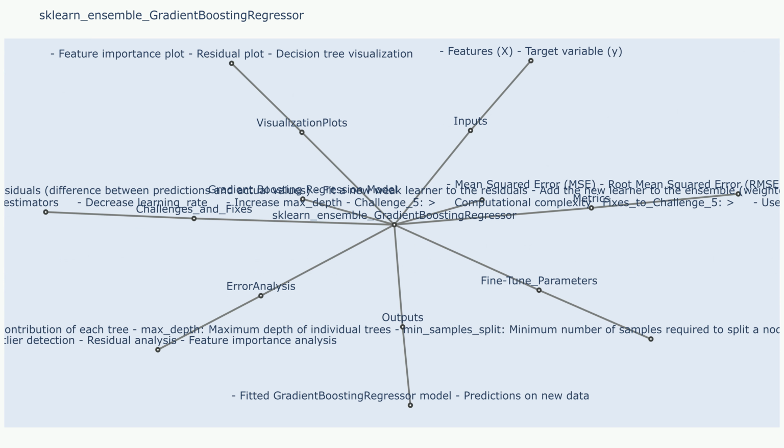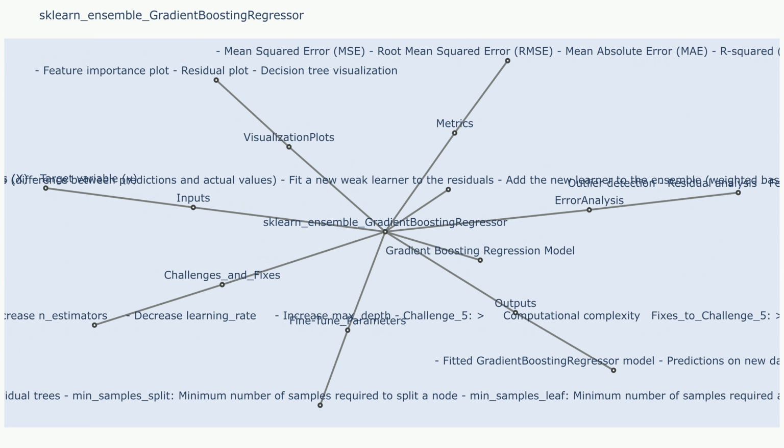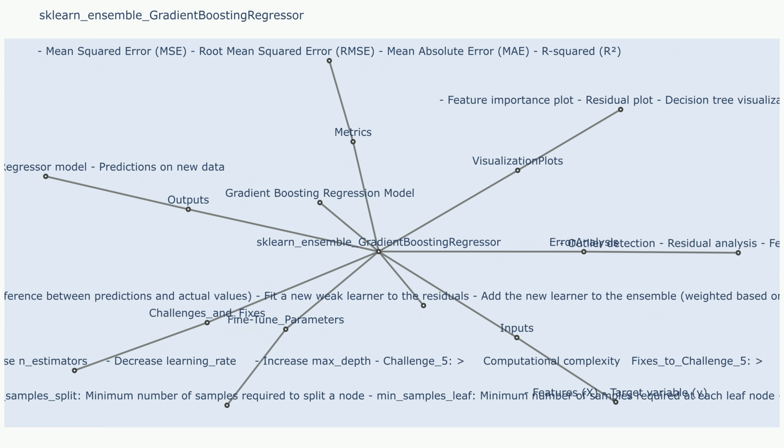Inputs. X: the training data, represented as a 2D array of features. Each row corresponds to a sample, and each column represents a feature. y: the target variable, represented as a 1D array of values. Outputs. Predictions: the predicted values for new input data. Model: a trained gradient boosting regressor object that can be used to make predictions. Steps. Initialization: a simple model, like a constant value, is used to make initial predictions.